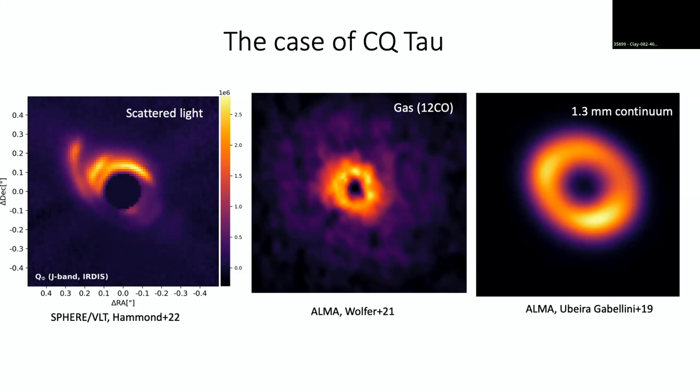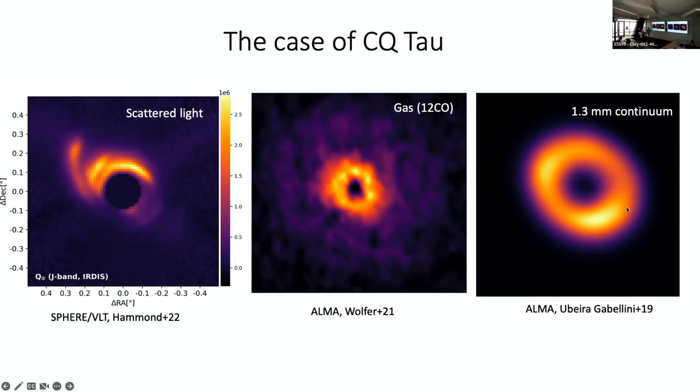And here, with the ALMA gas, we could also see a depleted region, which could be indicative of a planet or a companion creating it. And also in the dust, we saw the same kind of story, 1.3 millimeter dust, a highly depleted region.